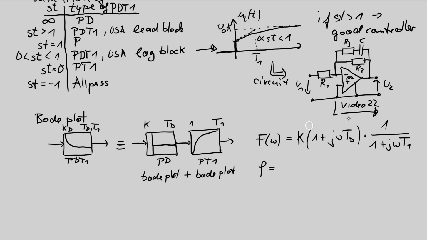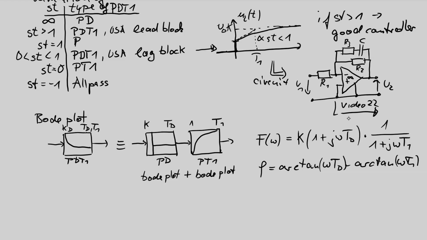That is the arctangent of the imaginary part divided by the real part. So this is just arctangent of omega TD minus arctangent of omega T1, the phase of the PT1. Now, parentheses means this is of course the argument of the arctangent function.